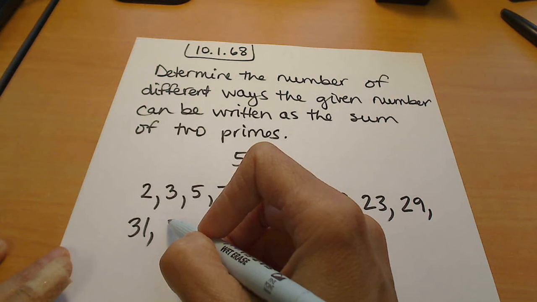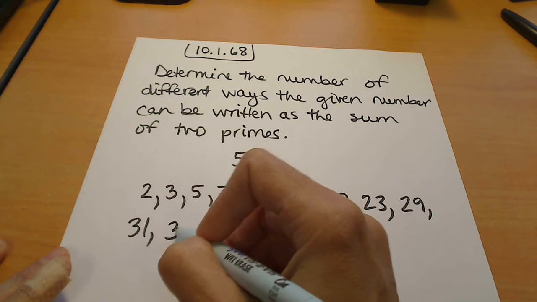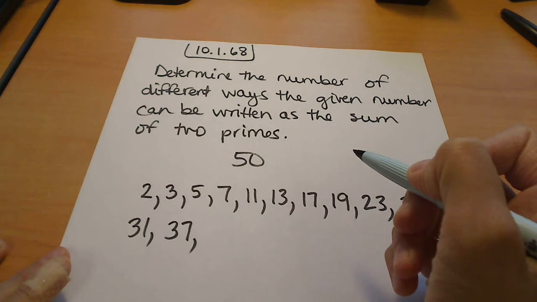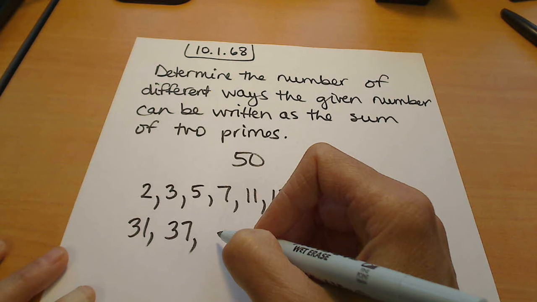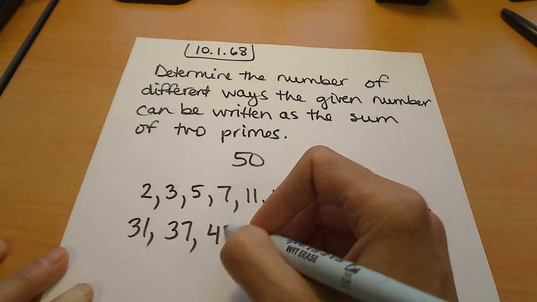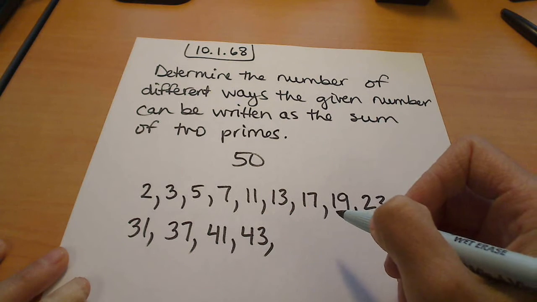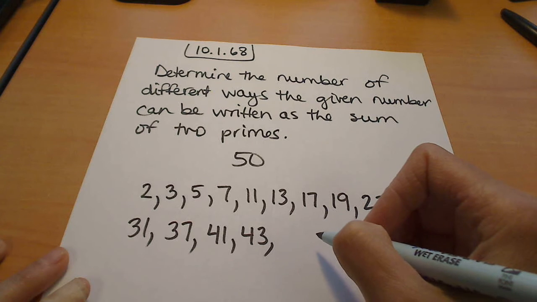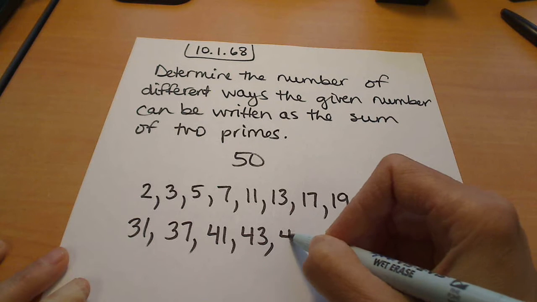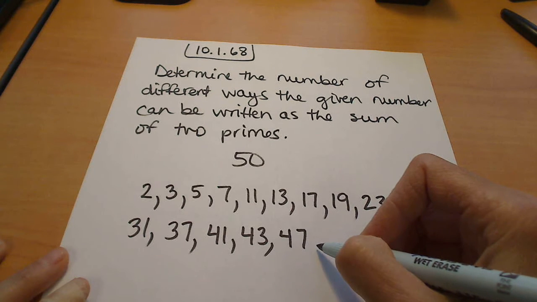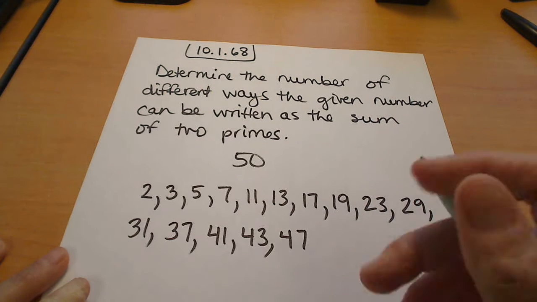34 no, 35 no, 36 no, 37 is prime, 38 no, 39 no, 40 no, 41 is prime, 42 no, but 43 is prime, 44 no, 45 no, 46 no, 47 is prime, 48 no, and it doesn't matter whether 49 is prime or not because there's no number to mix with it.